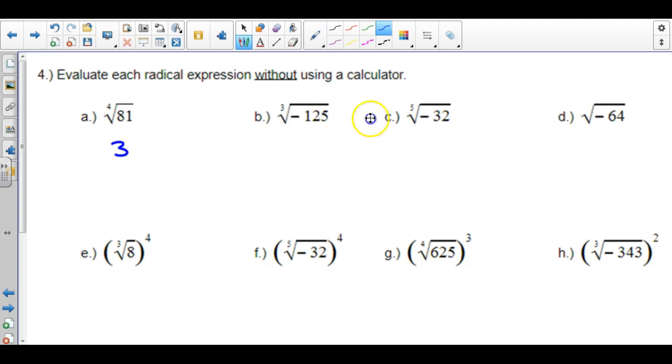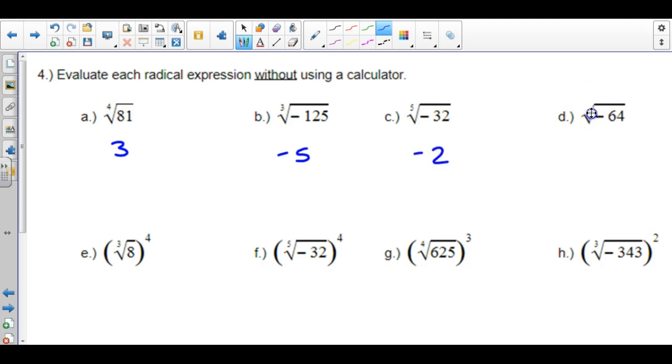I'm going to actually just go through this top row here. A number times itself times itself that is negative 125 is negative 5. And then the 5th root, we knew that the 5th root of 32 was 2, so then the 5th root of negative 32 would be negative 2.